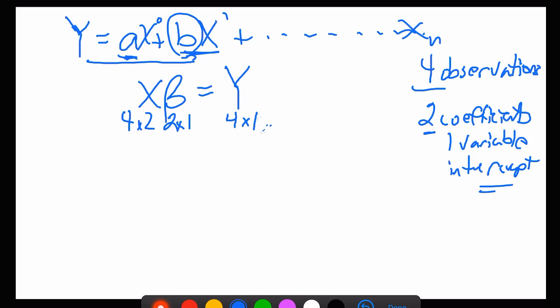B is the A and the B. It's a 2x1. And this works, right? So the 2's are there. The 4 and the 1. This is a 4x1. That's a 4x1. The math all works. But I can't solve this. I need to get the B all by itself. Okay, are we excited by that? All righty then. How am I gonna do this?